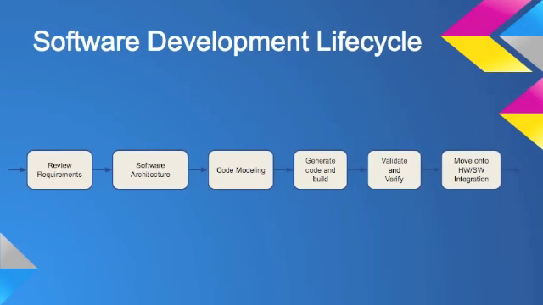The software development lifecycle is very similar to hardware, however, it is more specific to software. You review requirements. If you need to contract out, you will follow the same steps, just with a contractor. You build your software architecture, model your code, generate your code and build, validate and verify your software, and then move on to integration.